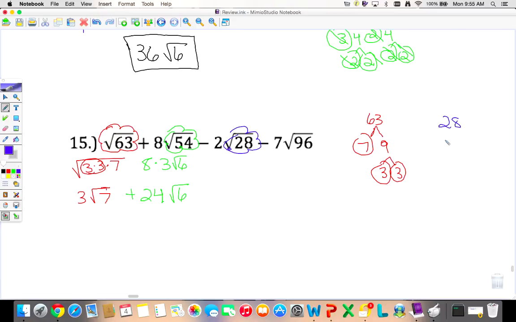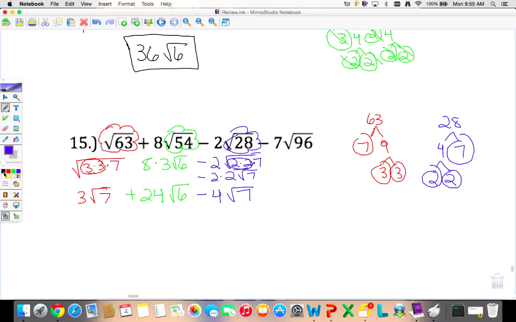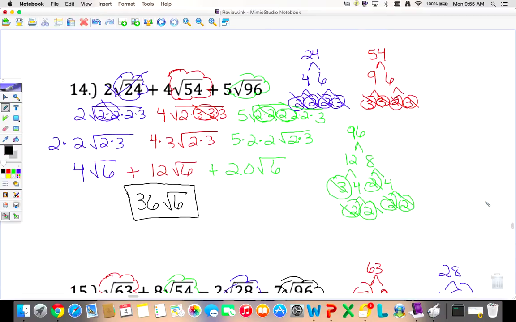Okay, then we're going to focus on square root of 28. I'm going to look back up here and see if we did a square root of 28. Does not look like we did. Okay, so let's do 28. Two numbers that go into 28 are 4 and 7. 4 is 2 and 2. So we have 2, 2, and 7. So minus 2 square root of 2 times 2 times 7. Pair of 2's, so negative 2 times 2 square root of 7. Negative 2 times 2 is negative 4 square root of 7.